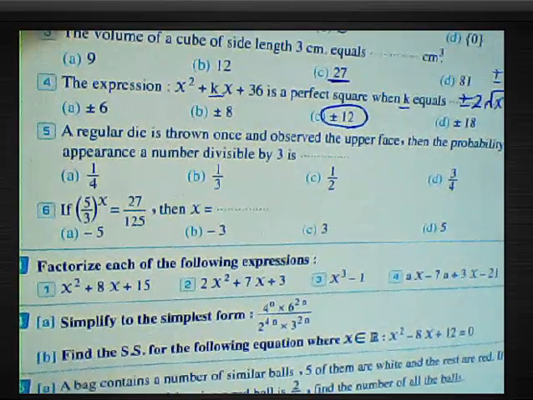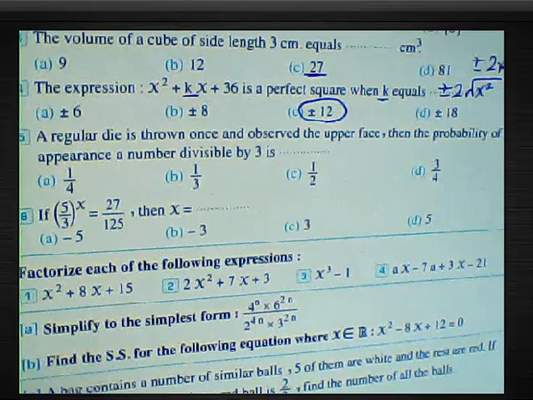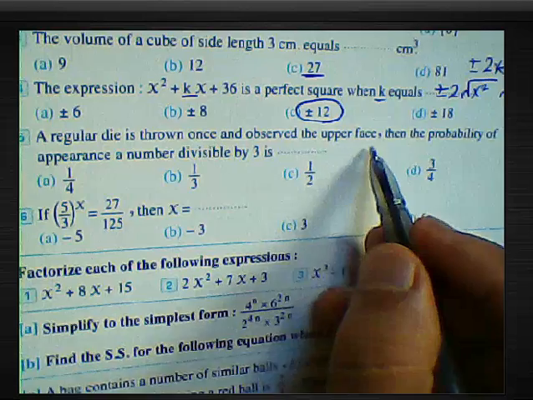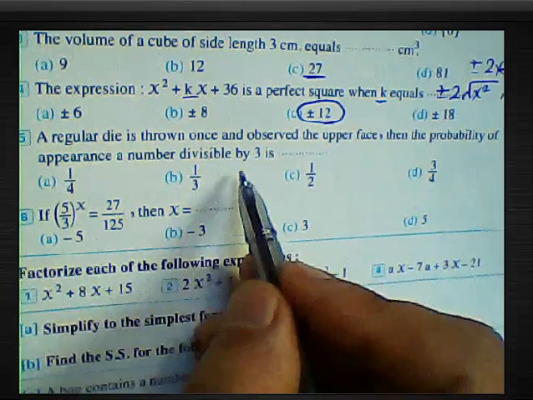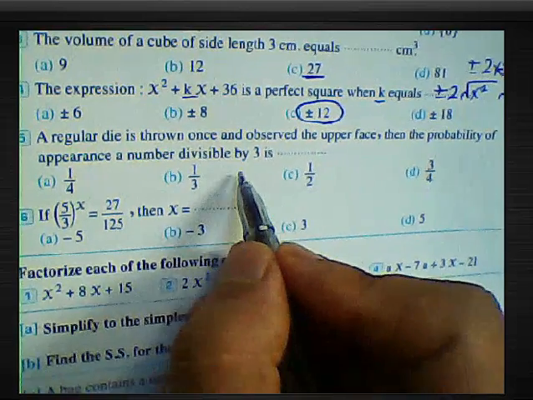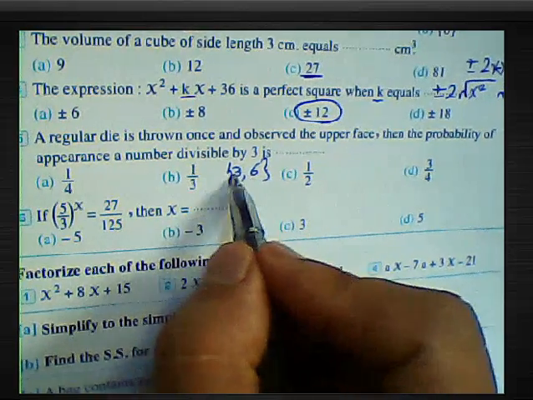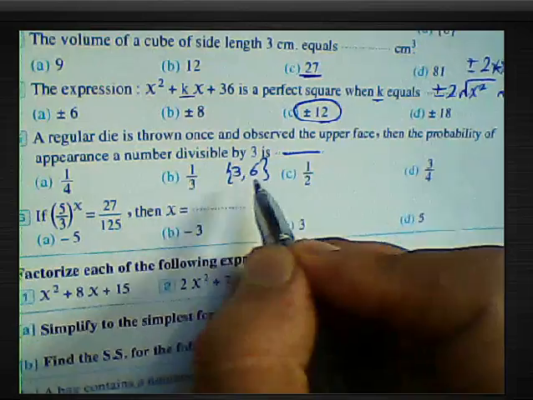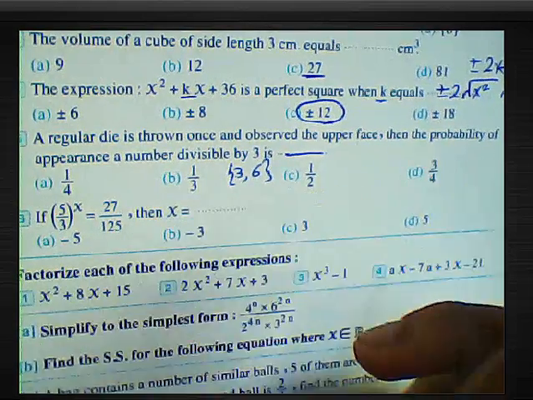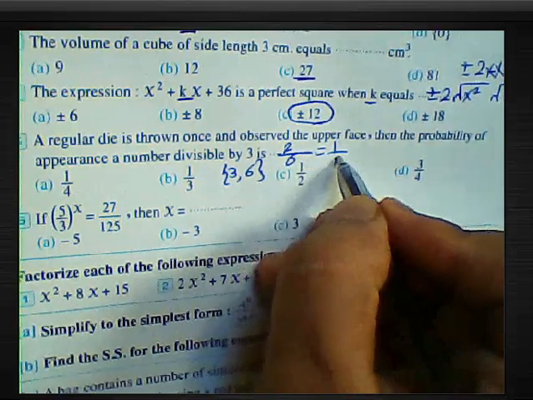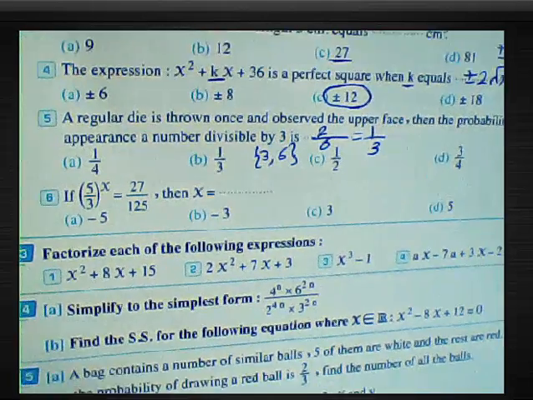Question number 5: a regular die is thrown once and the upper face is observed. Then the probability of the appearance of a number divisible by 3 is: the numbers are 3 and 6 only. We count the numbers in the brackets. We have 2 numbers, so 2 over 6 will be 1 over 3. The result will be 1 over 3.